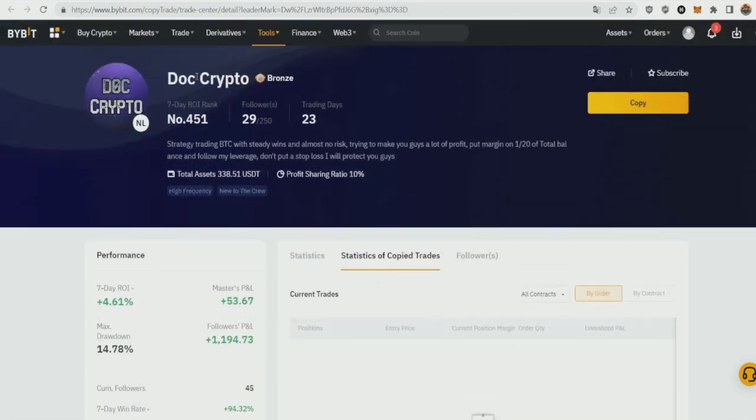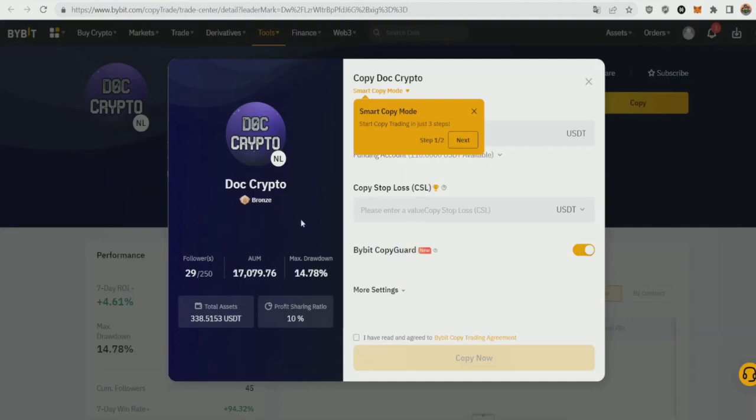After you've chosen your master trader, which looks really good and promising with nice stats, you go to the top and just click on Copy. And now we're at copy. I'm gonna show you the essential steps you need to follow to put on the best copy trading settings.